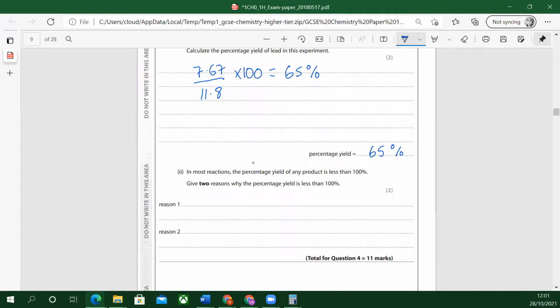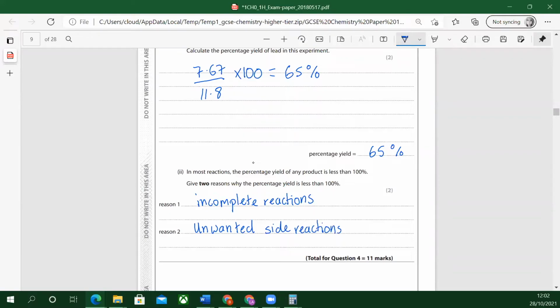Okay, so one of them would be incomplete reaction. Pretty much most of the time, it doesn't all react. Okay, incomplete reactions. There's a few things we could write here. Another one would be unwanted side reactions. There could be other reactions going on with the air, with water, with anything. Okay, unwanted side reactions. Other ones, and then we've got our 2 marks here.